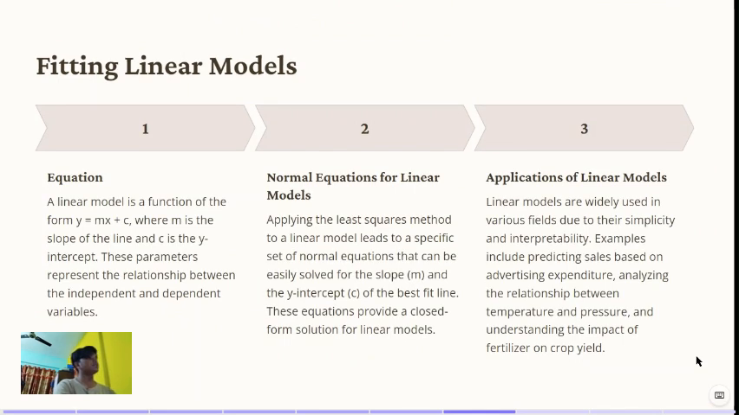Fitting linear models. Equation. A linear model is a function of the form y = mx + c, where m is the slope of the line and c is the y-intercept. These parameters represent the relationship between the independent and dependent variables. Normal equations for linear models. Applying the least squares method to a linear model leads to a specific set of normal equations that can be easily solved for the slope m and y-intercept c for the best fit line. These equations provide a closed form solution for linear models.